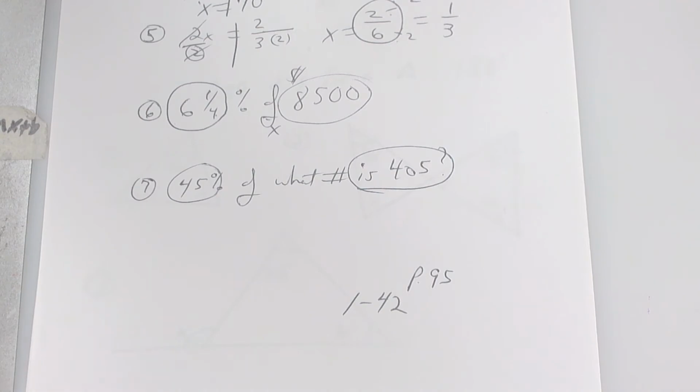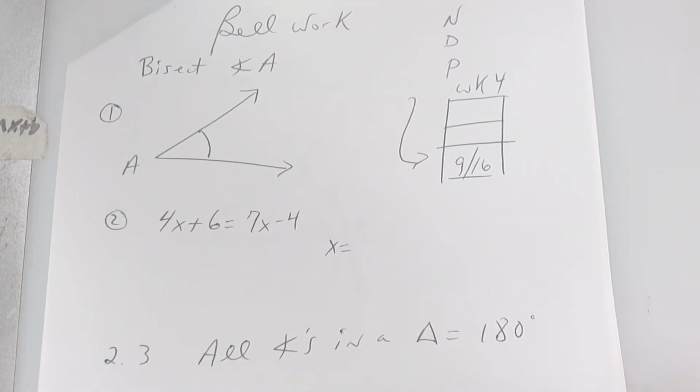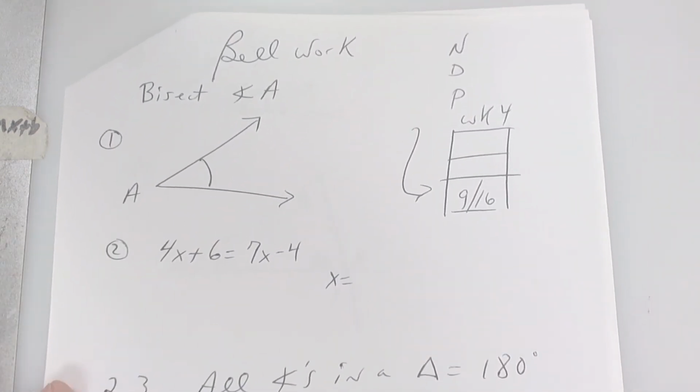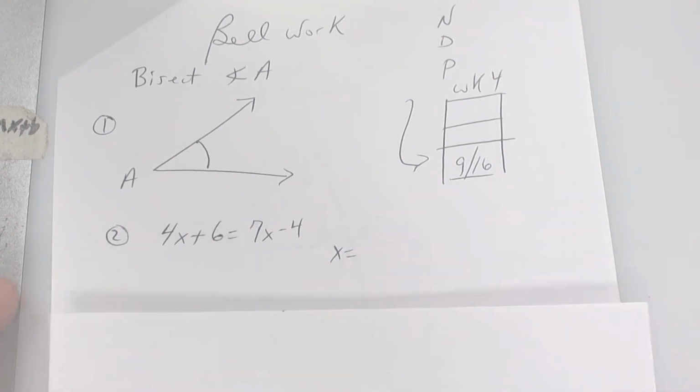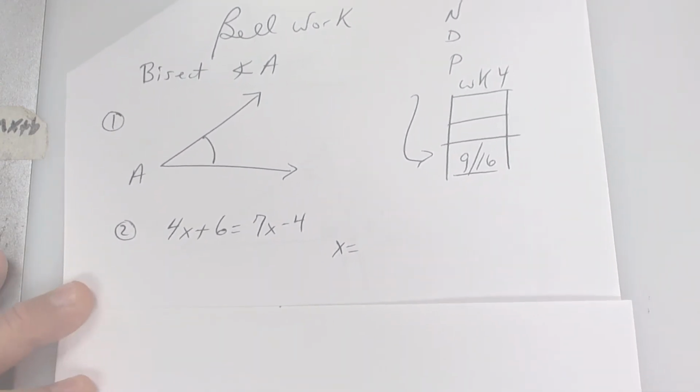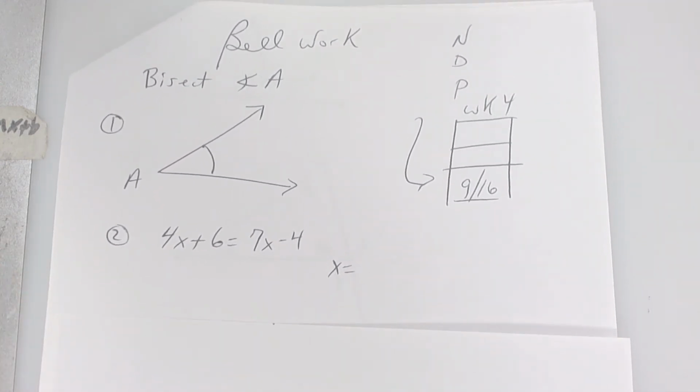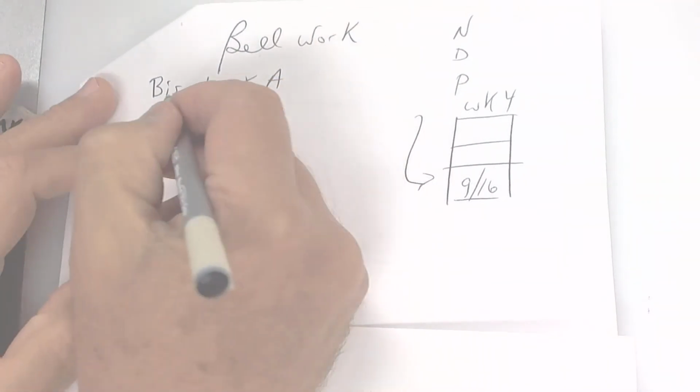All right, now I'm going on to geometry. Okay, hello again, welcome. Again, this is week 4. Make sure you put a name, date, and period. And this one goes at the bottom of your bell work. This says bisect. Do you know what the word bisect means?